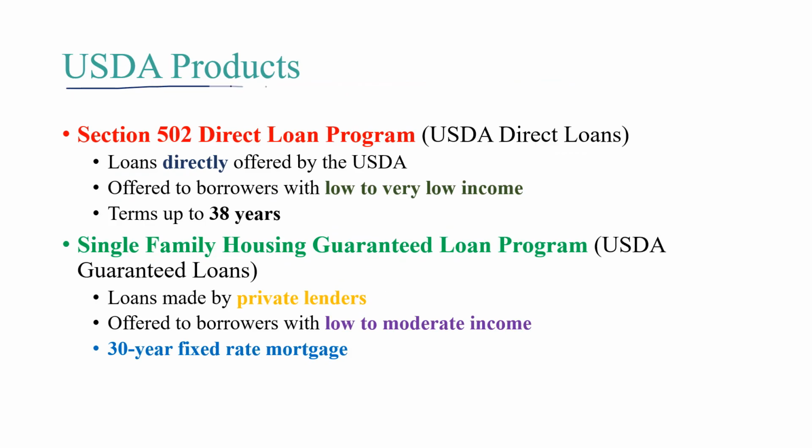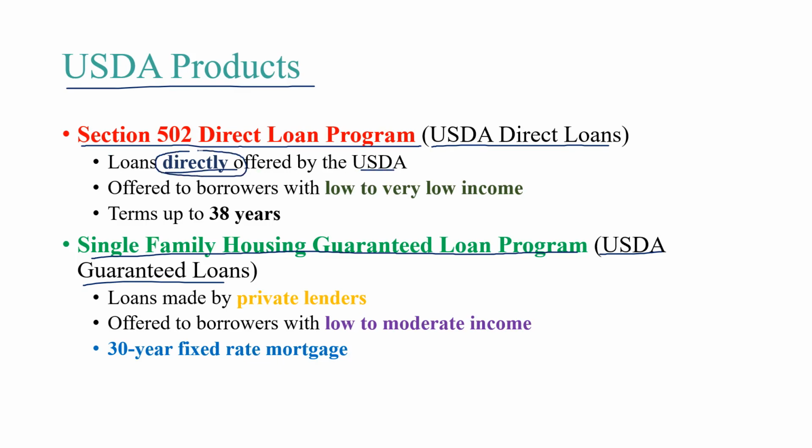Let's talk about USDA products. There are two USDA products that you need to be familiar with: the Section 502 Direct Loan Program, also known as the USDA Direct Loan, and the Single Family Housing Guaranteed Loan Program, also known as USDA Guaranteed Loan. Now, the USDA Direct Loans are loans directly offered by the USDA, so it's in the name. These loans are directly offered by the USDA. And these are offered to borrowers with low to very low income. And the terms could be up to 38 years for these types of loans.